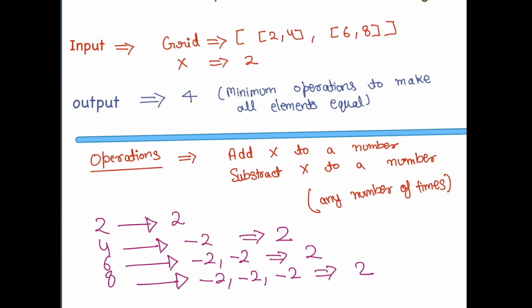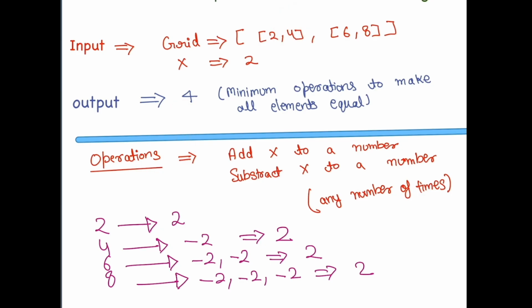You can even choose to make all of them equal to 10, but that's going to take more number of operations. And we have to return the minimum number of operations to make all of them equal. So making them equal to 10 or 2 or 6 is possible, but there is a problem. That's not the minimum number of operations. For this case, making them equal to 4 will give you the minimum number of operations.